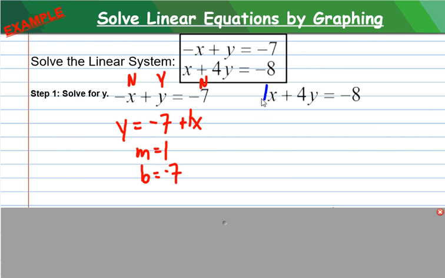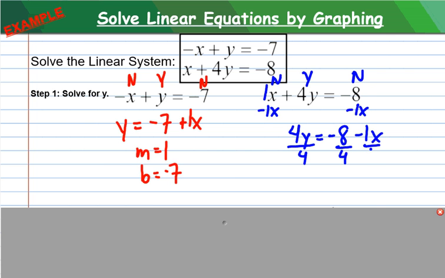This one over here takes a little bit more work. This is really 1x, so I'm going to subtract 1x from each side, and then these will get rid of each other. I then have 4y equals negative 8 minus 1x. Divide everything by 4. And I'm left with y is equal to negative 2 minus 1/4 x. Here, the slope is negative 1/4. Your y-intercept is negative 2.